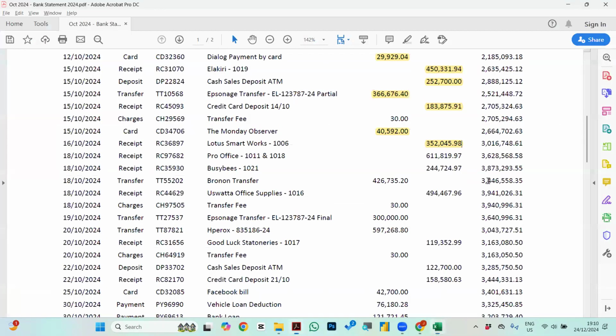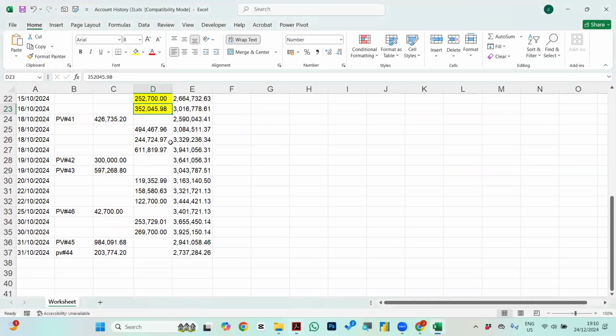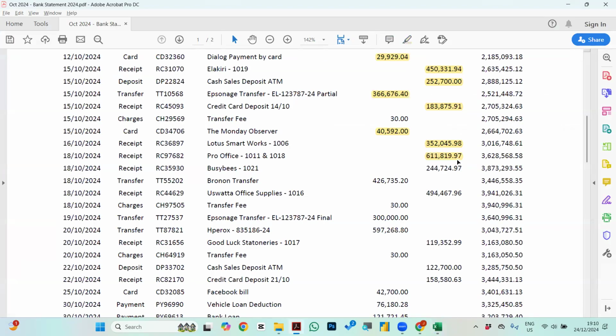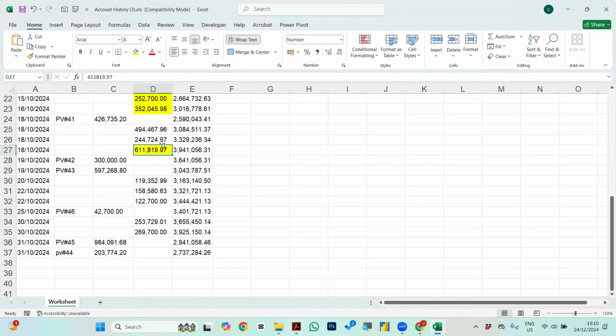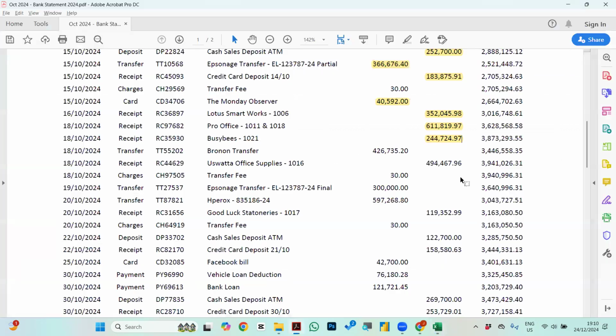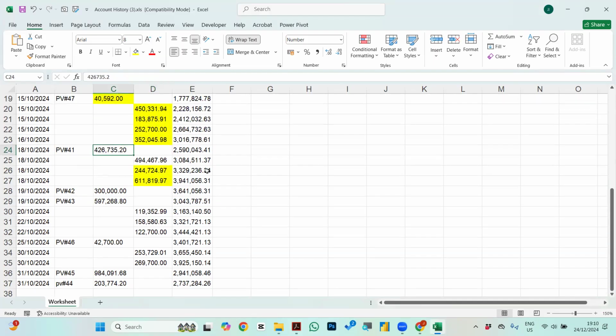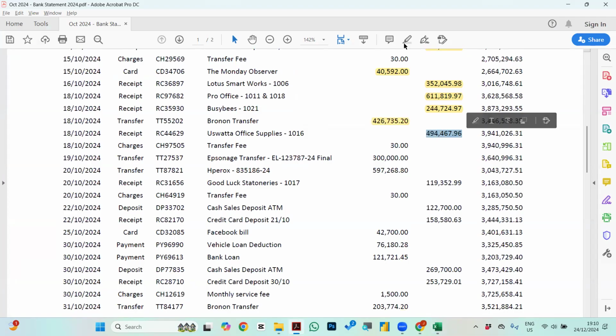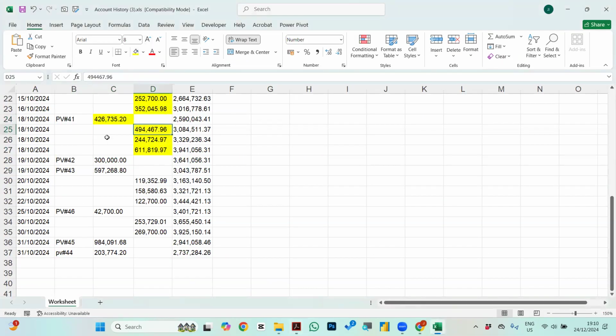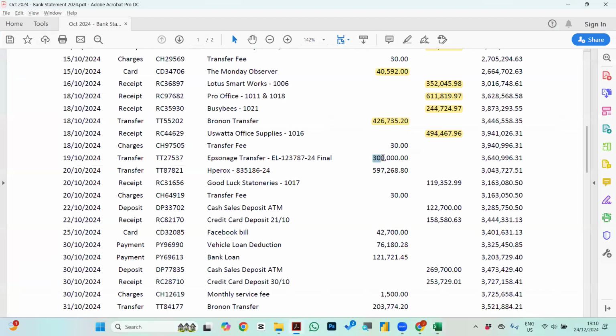We'll quickly finish it. So 611,819, I want to check if it's there. 611,819, it's there also. It's available in our bank statement as well. 244,724 also available. So I'm highlighting. And then 426,735 debit. We see here 426,735 debit also. We have recorded already. 494,467. It's already there, so I have seen it. So 300,000. I'll check. Yeah, we have 300,000.